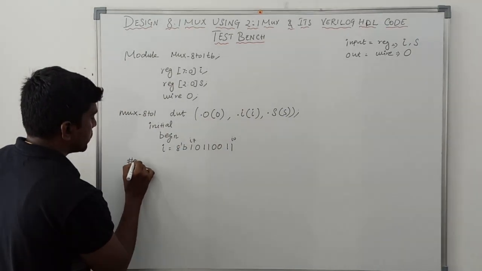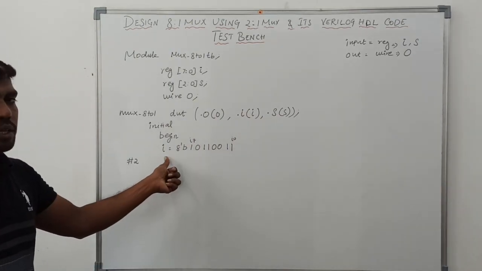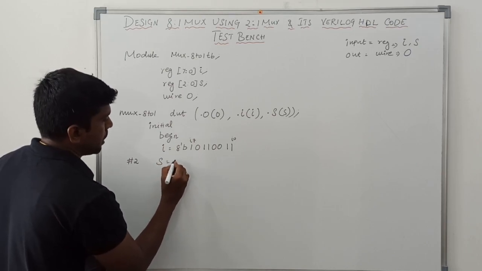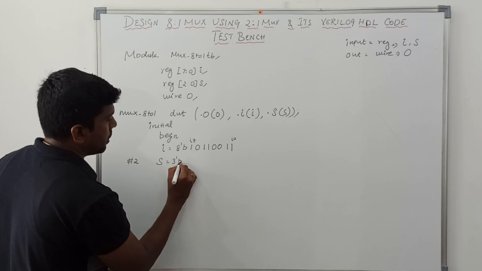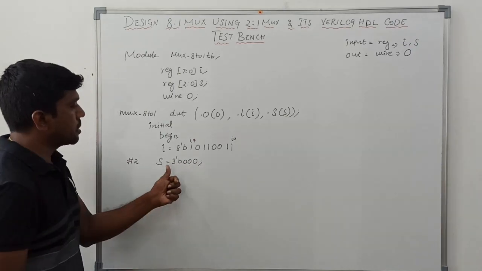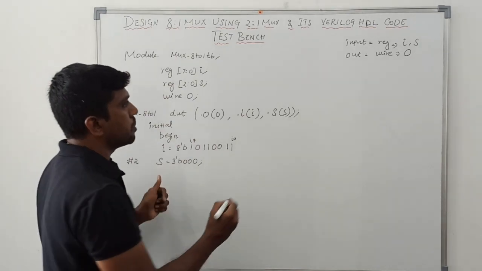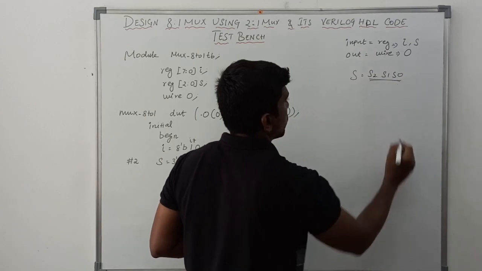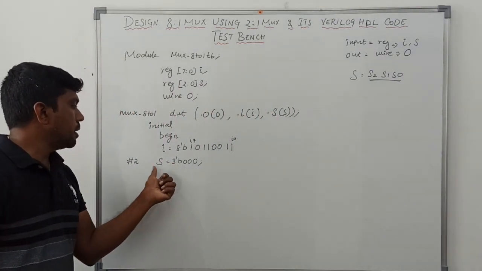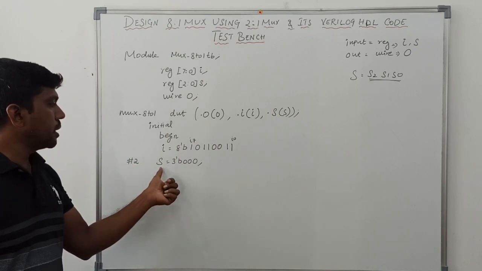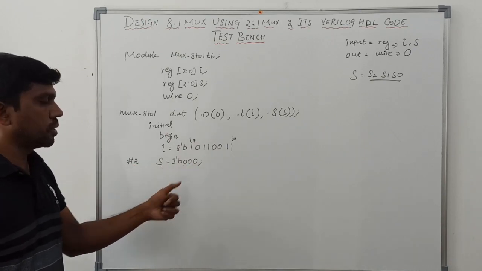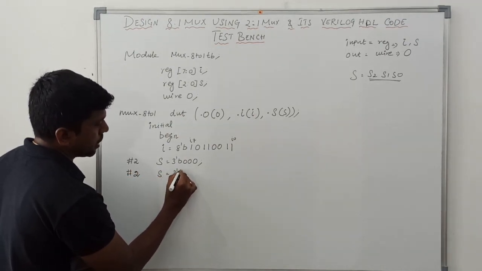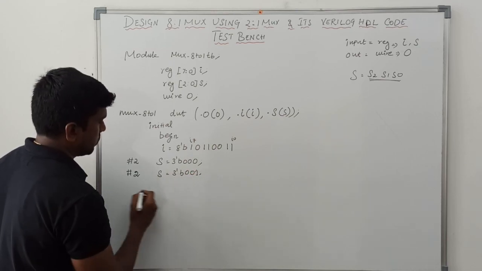Then, after assigning this input value, after 2 nanoseconds, the selection line value S = 3'b000. This 3 represents a 3-bit value, so the selection line is a 3-bit value. S = S2, S1, S0, totally 3 bits. Initially, the selection line value is 3'b000. Then after 2 nanoseconds, S goes to 3'b001.